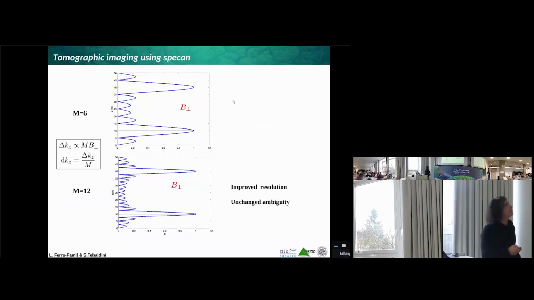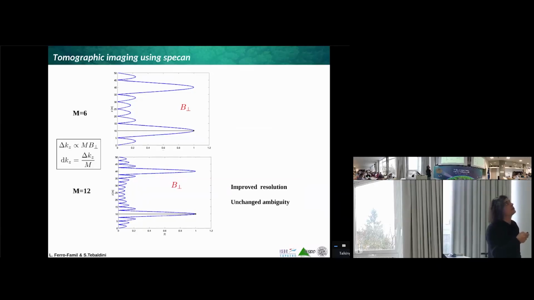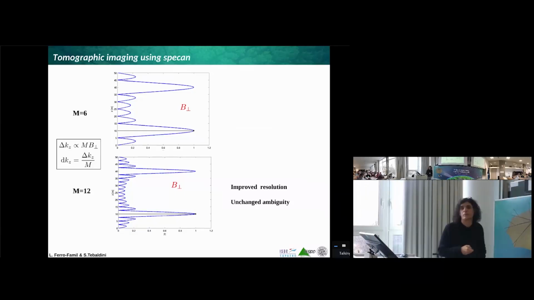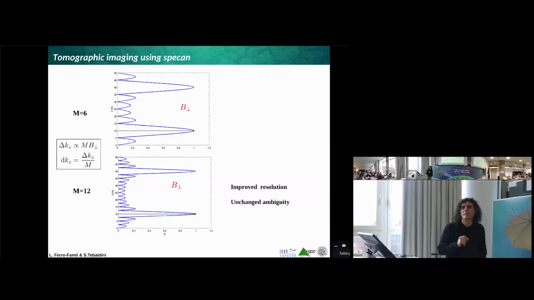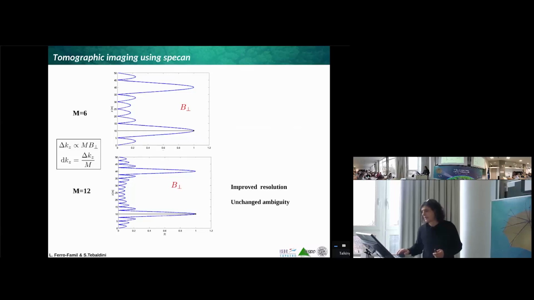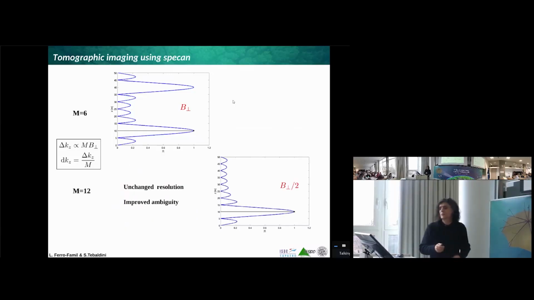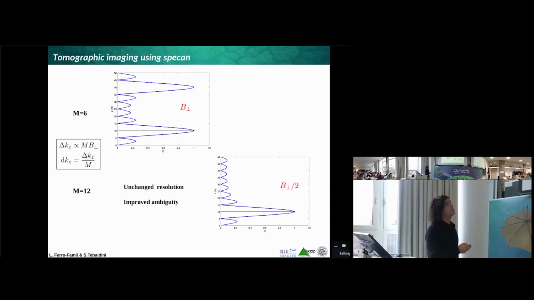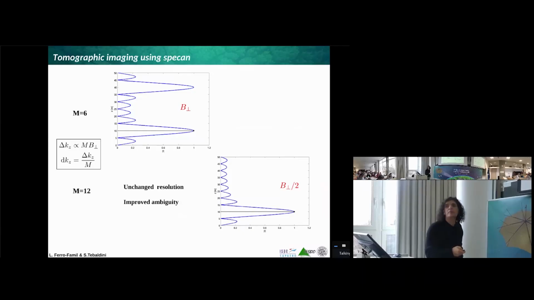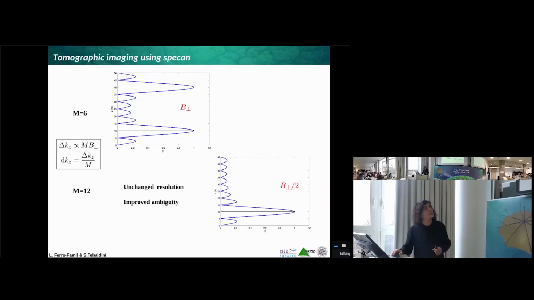If you keep the same spacing, same baseline sampling, and you increase the number of images, you will not change the ambiguity, but you will change the resolution. So you'll be able to discriminate smaller details, okay? And of course, if you use more images and a smaller sampling interval, then of course you will have an unchanged resolution, but you will improve your height ambiguity. So how do we do in practice?